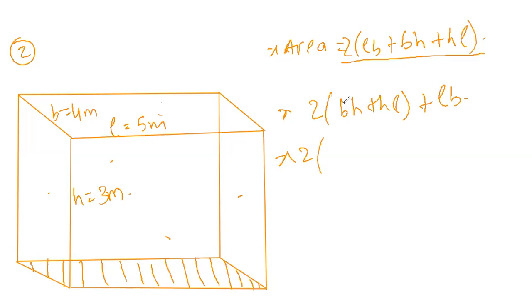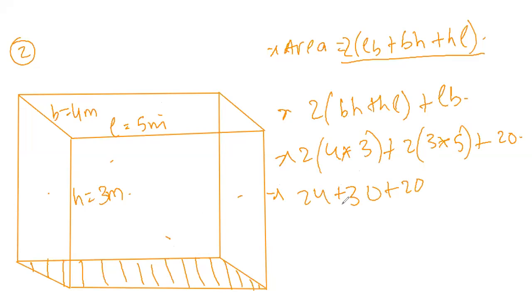By substituting the values we get 4 3s are 12, so 4 into 3 plus 2 into height into length, 3 into 5 plus LB. LB is 5 into 4, that is 20. So 12 2s are 24 plus 30 plus 20. 30 plus 20 is equal to 50 plus 24, which is 74 meter square. Once you have entered the unit, your calculation is correct. But if you have not entered the area unit or any other unit, and you write simply 74, you'll get a big 0.